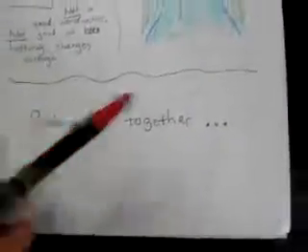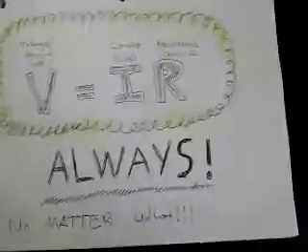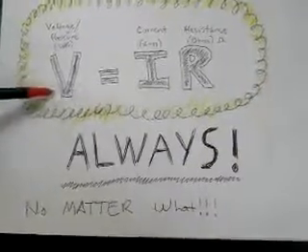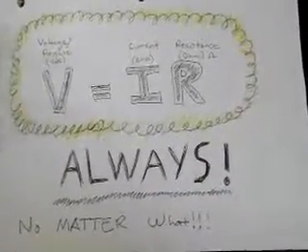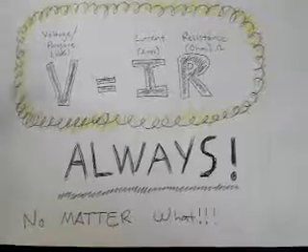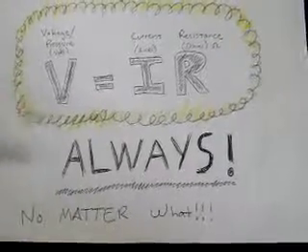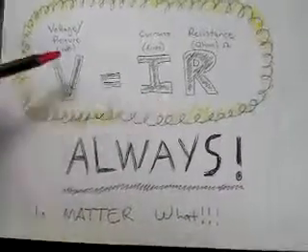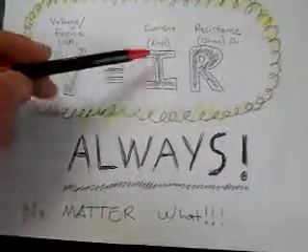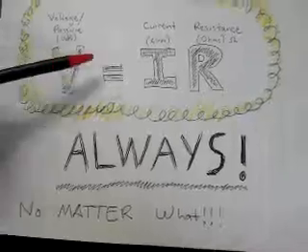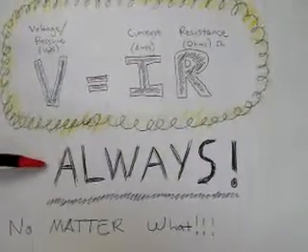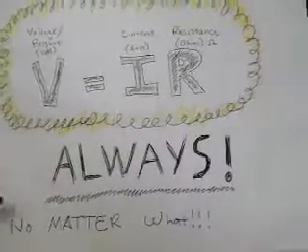So putting it all together gets us to our magical equation of V equals IR. Ohm's Law. If you don't remember anything from any videos or anything you read, remember this, because this is ridiculously important. V equals IR. Voltage equals current times resistance, and this is measured in volts equals amps times ohms. And this is always true. Always, always, always. No matter what.